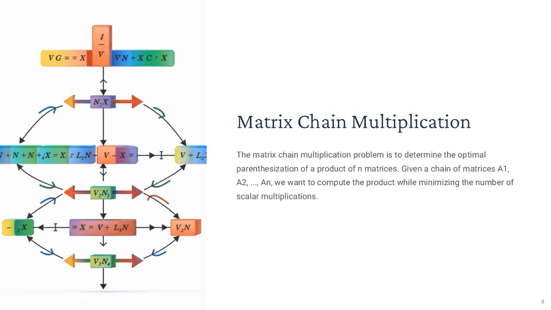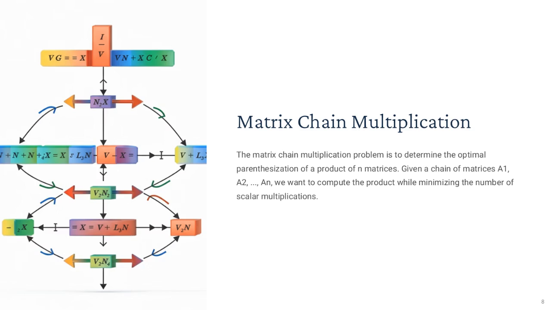The matrix chain multiplication problem is a classic application of dynamic programming. It involves determining the optimal order to multiply a chain of matrices to minimize the total number of scalar multiplications. The order of multiplication dramatically affects computational cost. For example, consider three matrices with dimensions 10 by 100, 100 by 5, and 5 by 50. Multiplying them in one order requires 7,500 scalar multiplications, while another order requires 75,000.